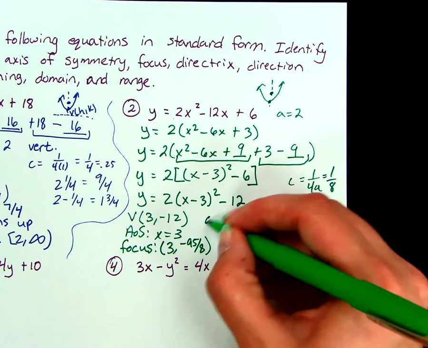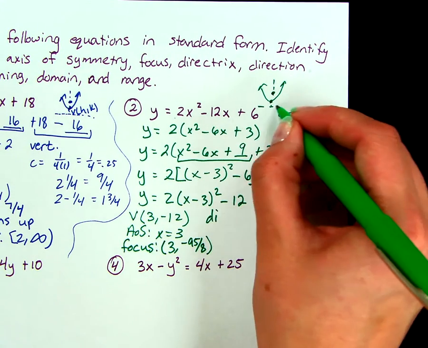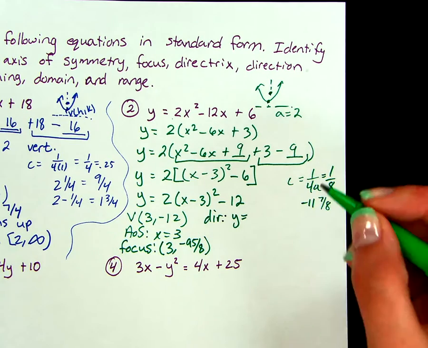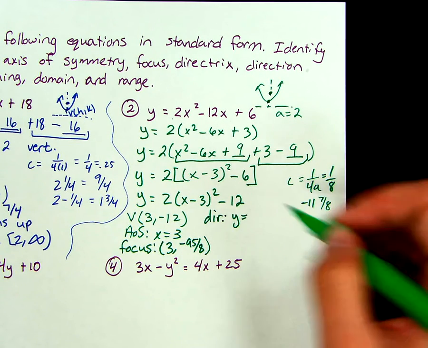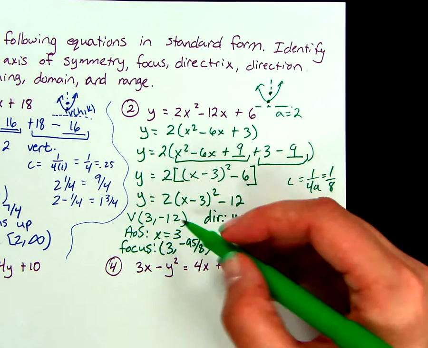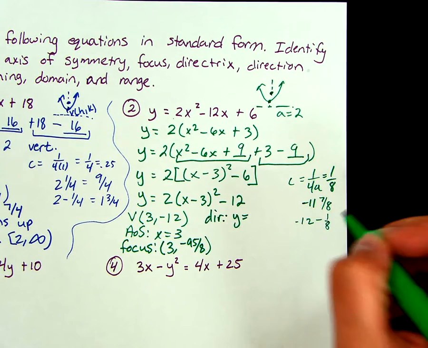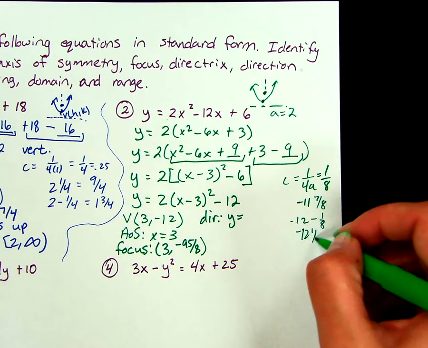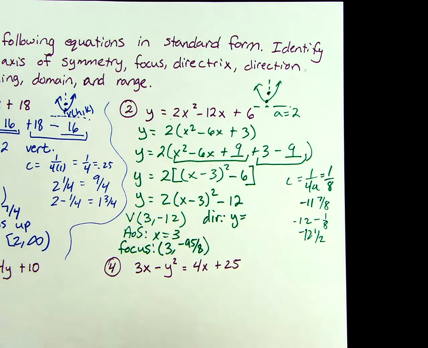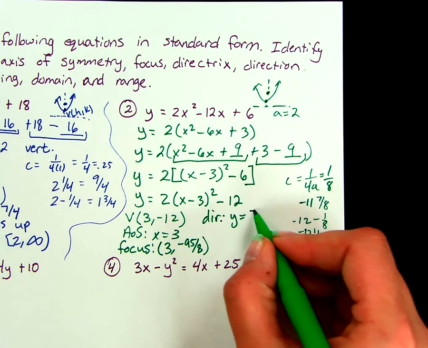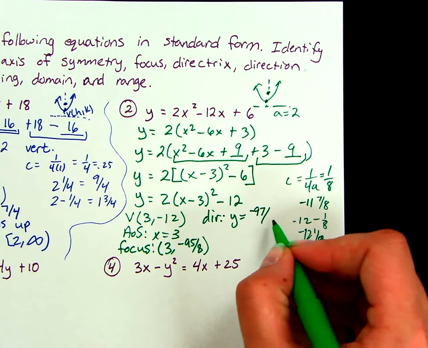And then for the directrix, that's our line on the outside. So it's horizontal, so it's going to be in the form of y equals. And then we are subtracting that from the k value. So we would take negative 12 and then minus our 1/8. So again, negative 12 and 1/8. So if we change that to be that improper fraction, 12 times 8 is going to be 96, plus 1 is 97, and it's still going to be negative. So negative 97/8.